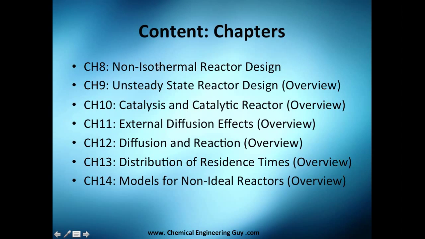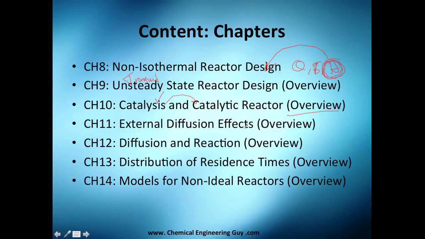Then we jump to the non-isothermal reactor design, which implies heat, temperature, and yeah, enthalpies, whatever. So that's why it's important you remember what enthalpy is, guys, from the energy course, because we're going to use that. Now we see a small overview of how to calculate reactors in unsteady state or transient state, the same. Then we go to chapter 10, which is catalysis and catalytic reactors, also an overview, just to know what catalysis is, what it does, and why we use catalytic reactors.